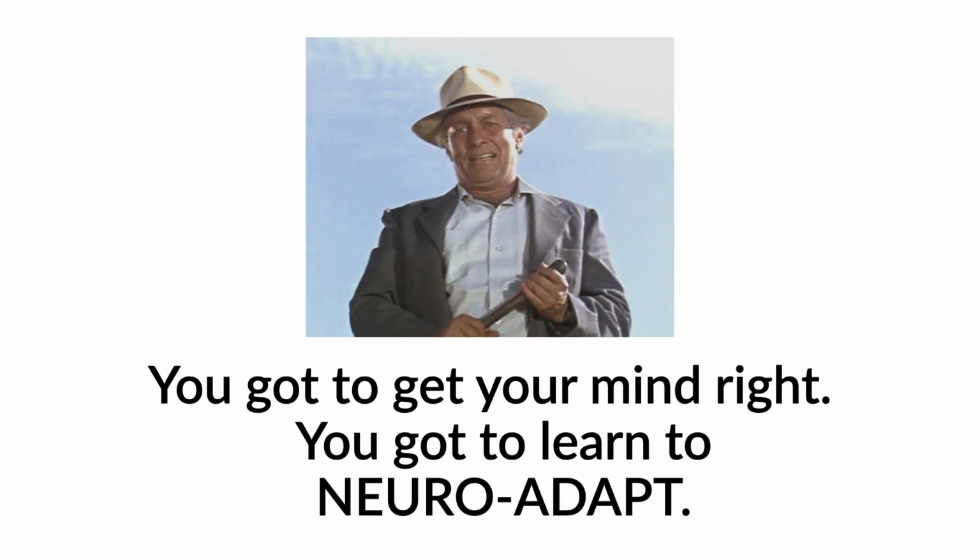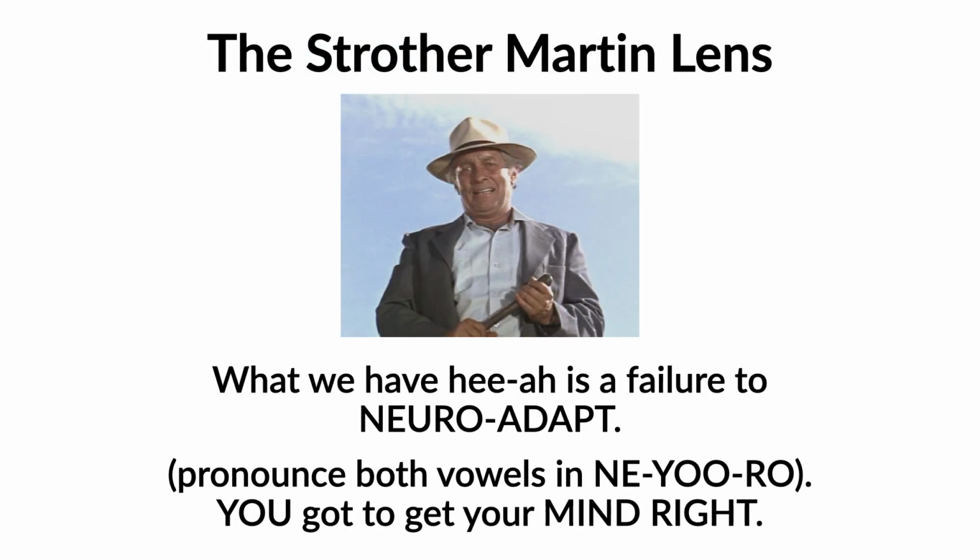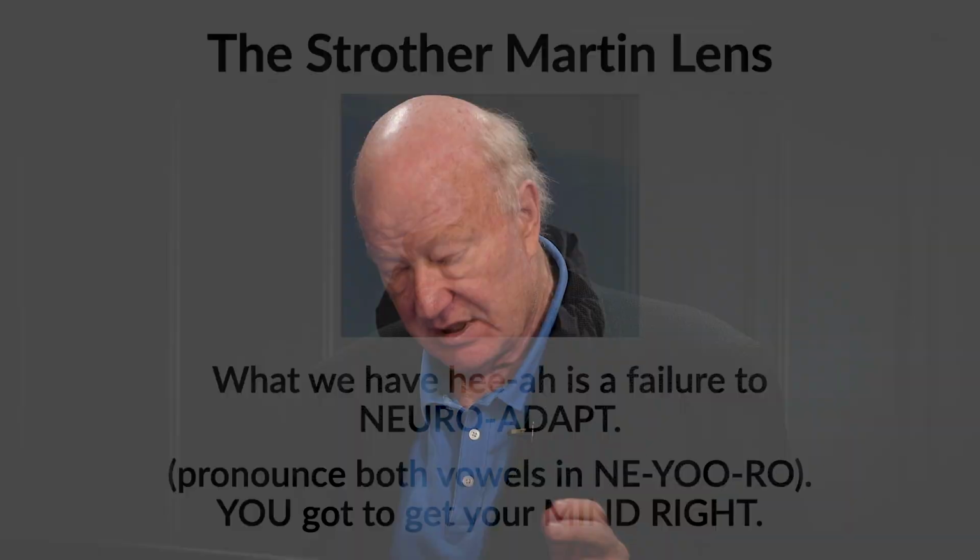And then, this was a beautiful thing with this, you got to get your mind right. You need to learn to neuro-adapt. Now, this was taking place in a fictional Southern prison, and neuro was given the full value, neuro. What you have here is you need to neuro-adapt. You got to get your mind right. And so, this was interesting.